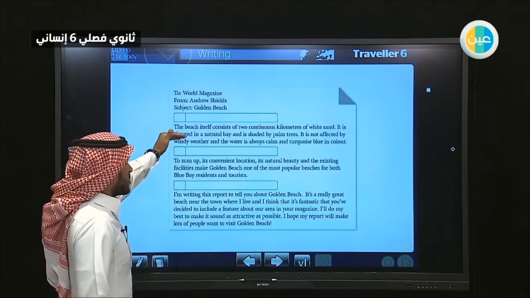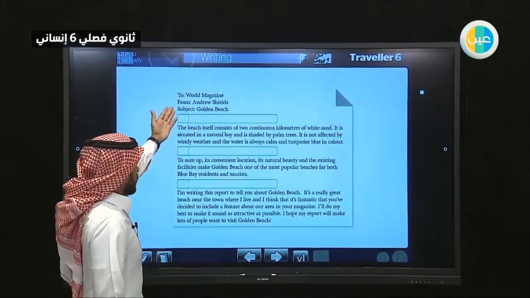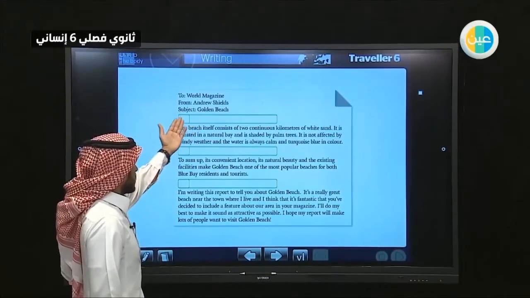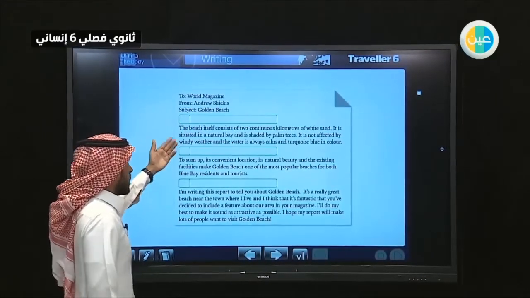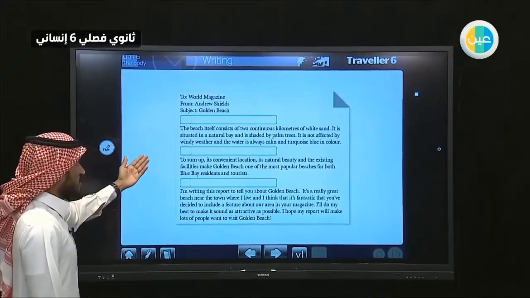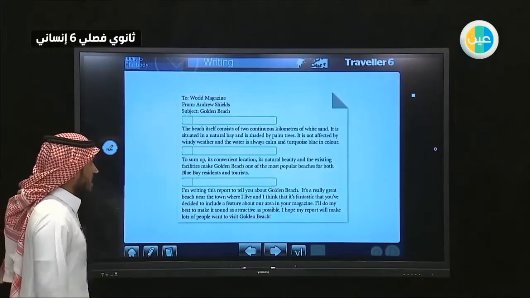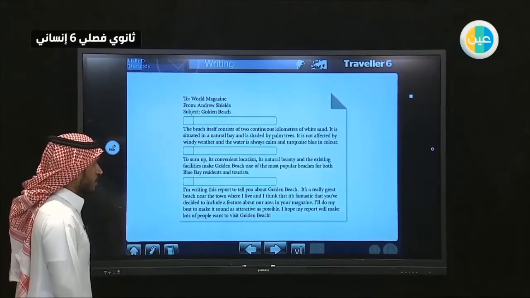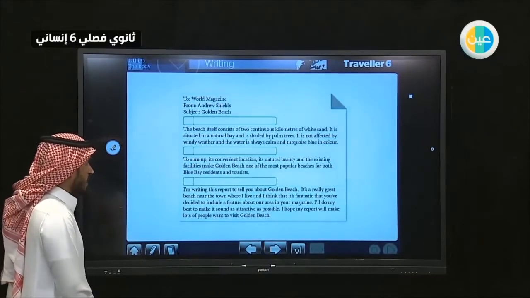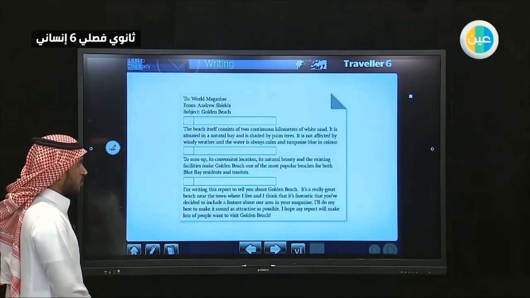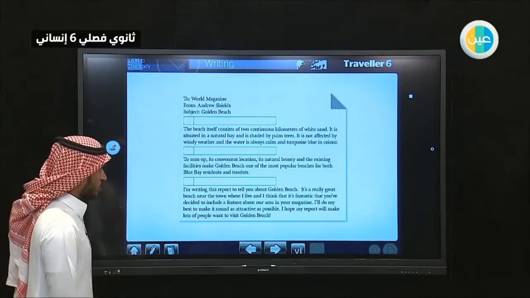Okay, the beach itself, a magazine from Andrew Shields, subject Golden Beach. The beach itself consists of 2 continuous kilometers of white sand. It is situated in a natural bay and is shaded by palm trees. It is not affected by windy weather and the water is always calm and turquoise blue in color.